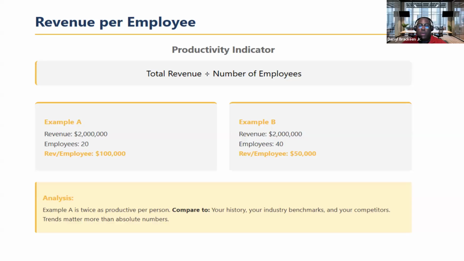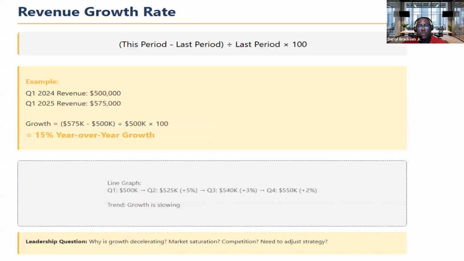All right. So then you have to compare that to your history. Then you've got to compare that to your industry benchmarks and look at your competitors as well, and see how those trends add up for you. The next formula that you have here, let me just remind you again, you have these formulas in the module notes and worksheets. All right.